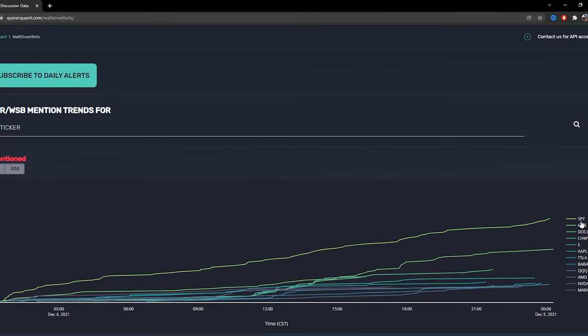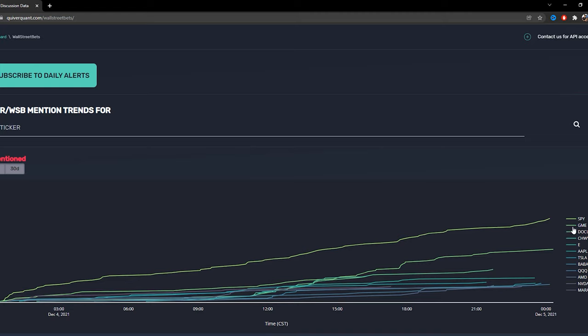I believe this one's always going to be at the top because people generally refer to SPY as the overall market. So if there's a lot of euphoria or a lot of skepticism in the overall market, people are just always going to refer to SPY. So that one I'd probably ignore, but all the other tickers are actual companies.